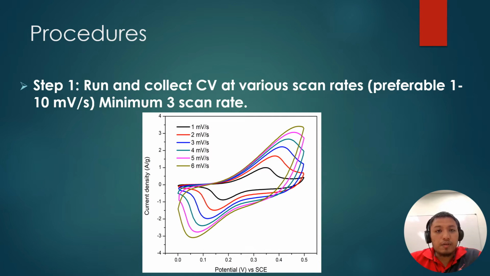So you got your CV. Here at the y-axis, you can use either current density or only current, it doesn't matter, but you must keep it fixed along the way until the end of the experiment. Okay, understand?